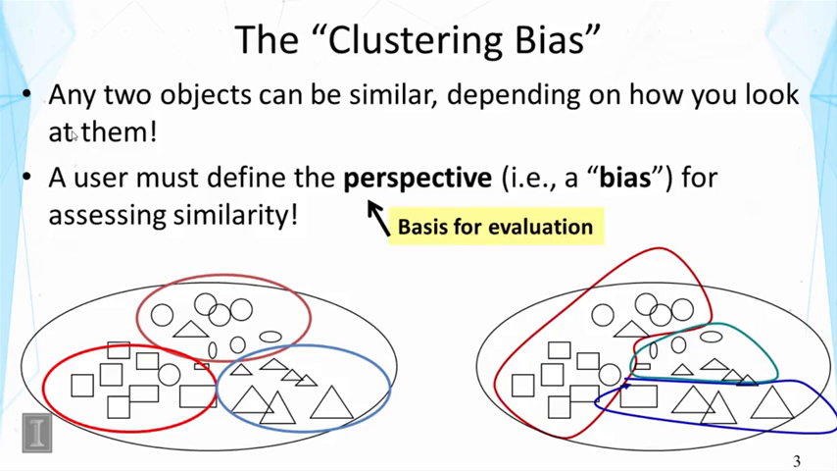If you look at this slide, you can see we have shown two different ways to cluster these shapes. And if you ask the question, which one is the best or which one is better, you actually see there's no way to answer this question without knowing whether we'd like to cluster based on shapes or cluster based on sizes. And that's precisely why the perspective or clustering bias is crucial for evaluation.